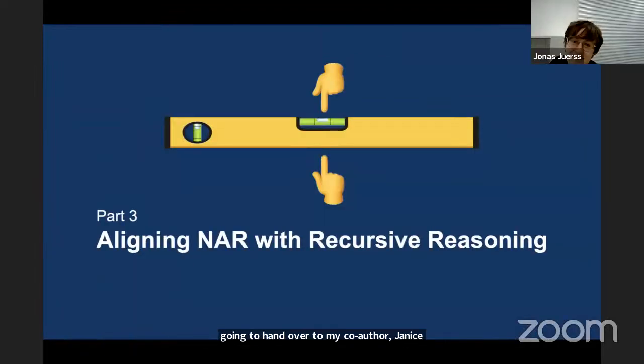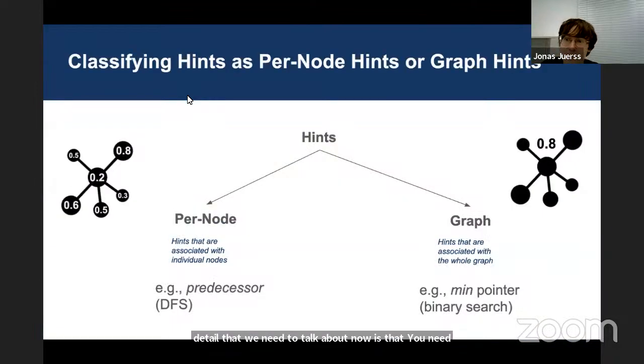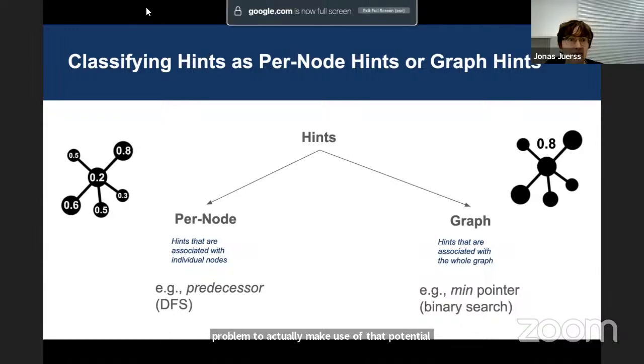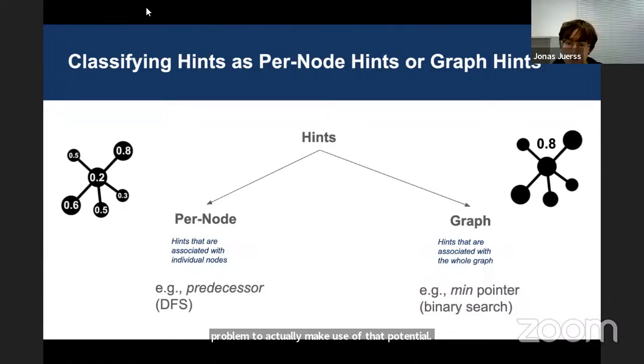Yeah, thanks. So I hope Dilhan convinced you a little bit of why using a stack is a great thing in general. Obviously, we'll also see that empirically later. But the detail that we need to talk about now is that you need to be a little bit careful about how you formulate your problem to actually make use of that potential. And for that, first, let's have a quick look at a particular property of the CLRS benchmark of this neural algorithmic reasoning thing.